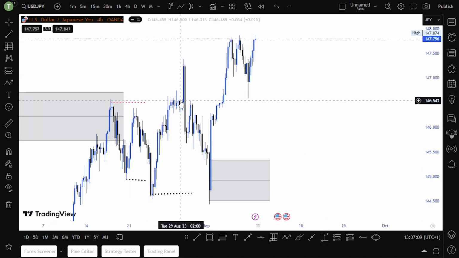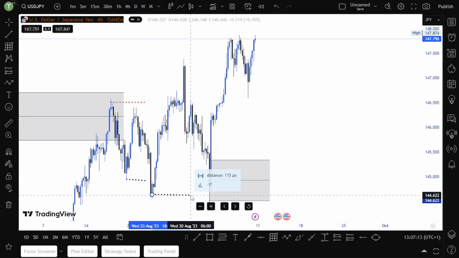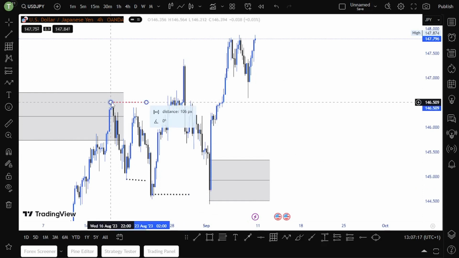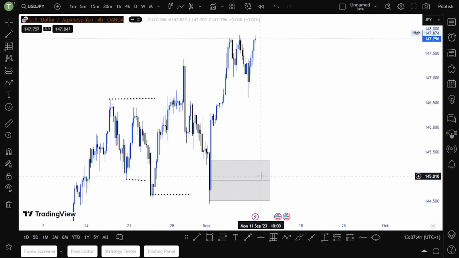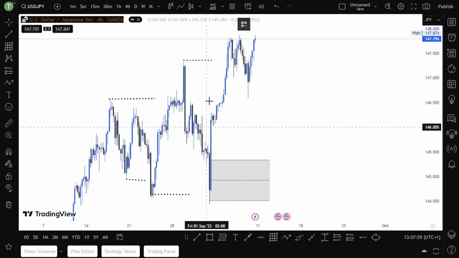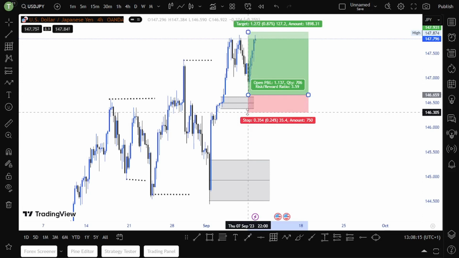USD JPY is currently bullish, guys. As you can see, it is extremely bullish. Now where is our break of structure? Our last break of structure is here. Now this one would have been a nice buy, guys. If you check nicely, this would have been a nice buy, and then you put your stop loss just below here.